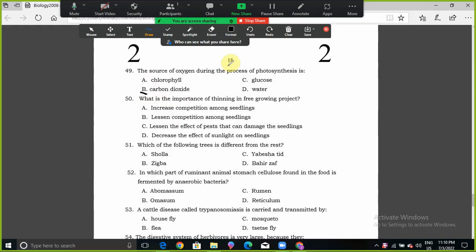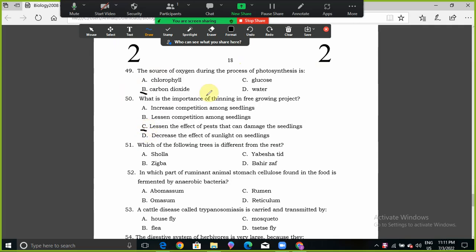Now question number 50. Which is the importance of thinning in free growing projects? Increase competition among seedlings, lessen competition among seedlings, lessen the effect of pests that can damage the seedlings, or decrease the effect of sunlight on seedlings. The answer is C, which is lessen the effect of pests that can damage the seedlings. So the correct answer for question number 50 is C.